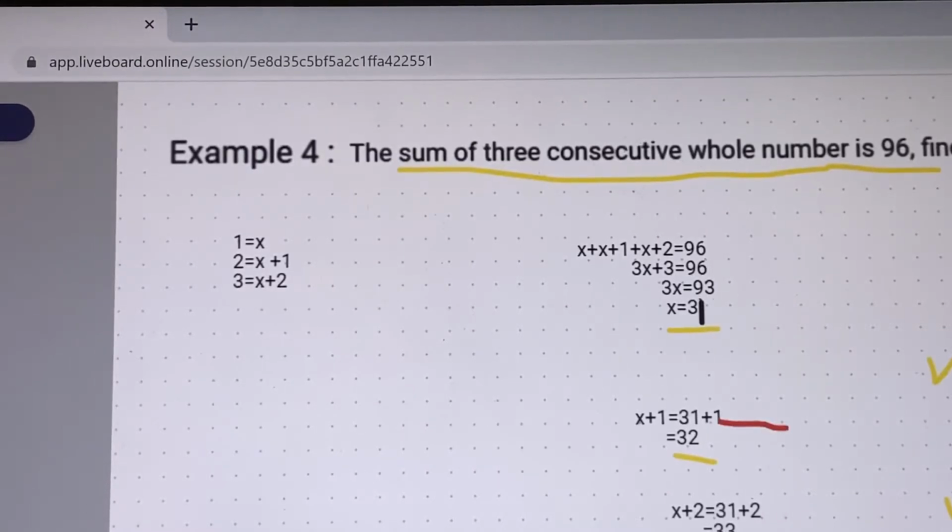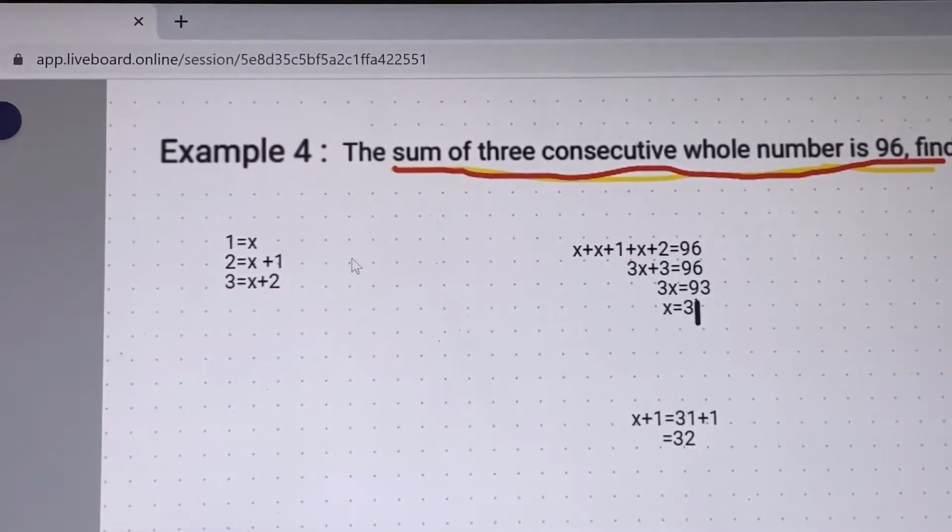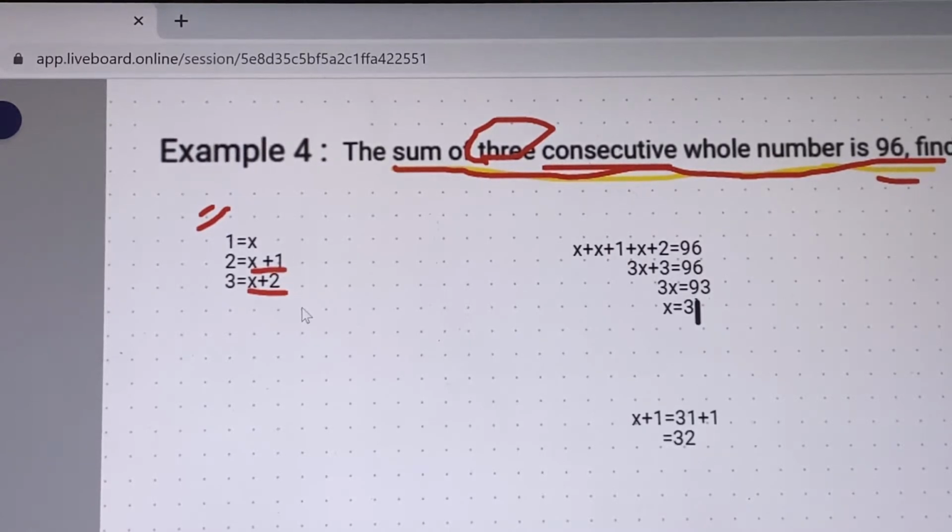Example 4, which is: we need to find the sum of 3 consecutive numbers. The whole number is 96, and we need to find its numbers. So first of all, we let the 3 consecutive numbers become an x term. Consecutive means continuing. So look here. The first number equals x, and the second number equals x plus 1. The third number equals x plus 2, because it's consecutive, so we keep adding 1 to the next one.